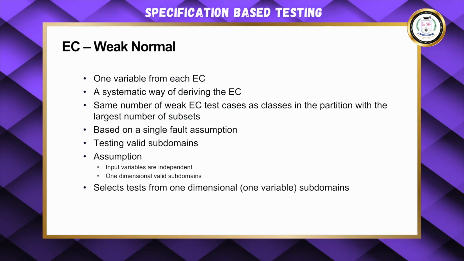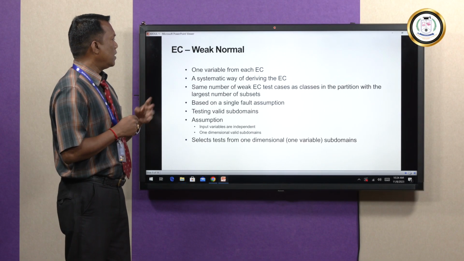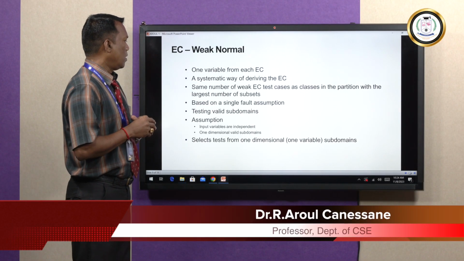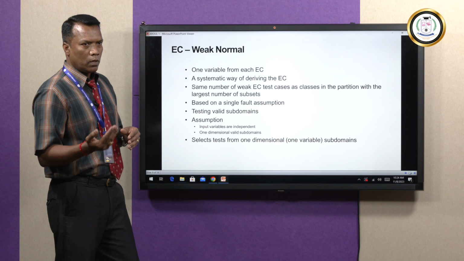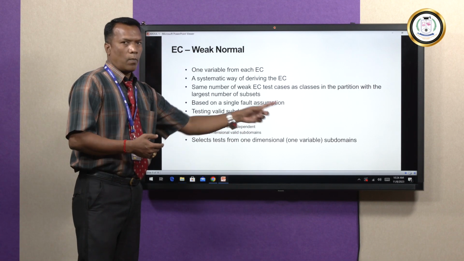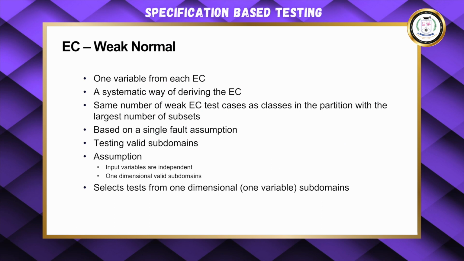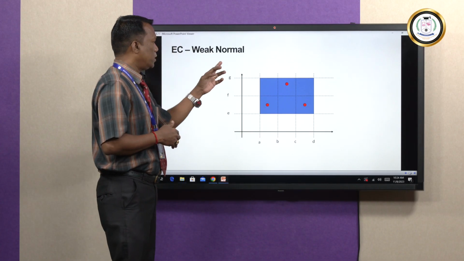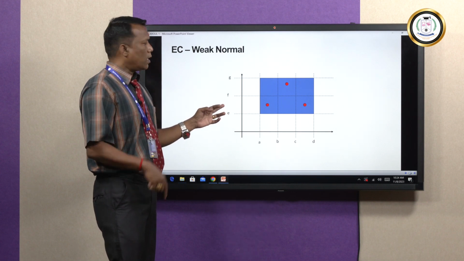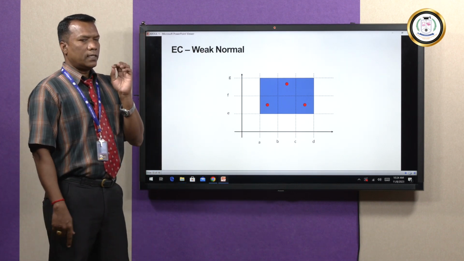These are all subsets. Weak normal takes one variable from each equivalence class. It is a systematic way of deriving the equivalence class. What is this weak normal? If I give a set of groups, 4 different groups, from those groups I take one variable from the subdomains. Each and every group we call a subdomain of the entire domain. From those subdomains we take one value. Here, in weak normal, I have decided on two values: one from A to D, and another one from E to G. So in this weak normal, I have taken three different classes.